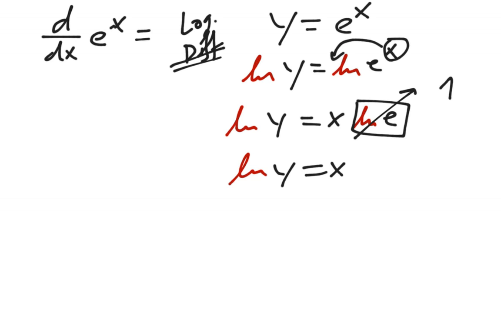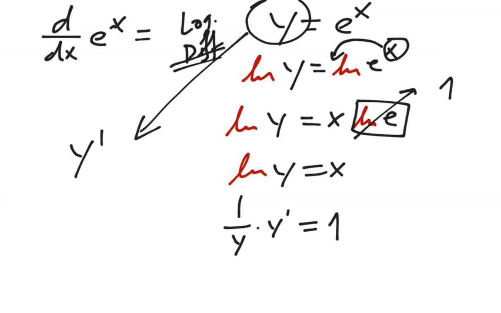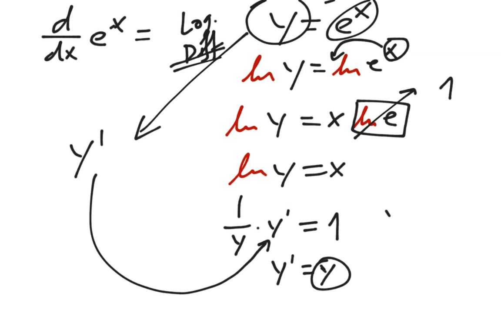So I take the derivative of both sides. The derivative of natural log of y is 1 over y times y prime, and the derivative of x is 1. Keep in mind what we're trying to do. We started with y equals e to the x. I'm looking for y prime. Oh, there it is. Great, so I'm going to solve for y prime. y prime equals y, because I multiply the y over. Y, you say? It just does. That's okay. But what was y? Oh, y was e to the x. So y prime is also e to the x.